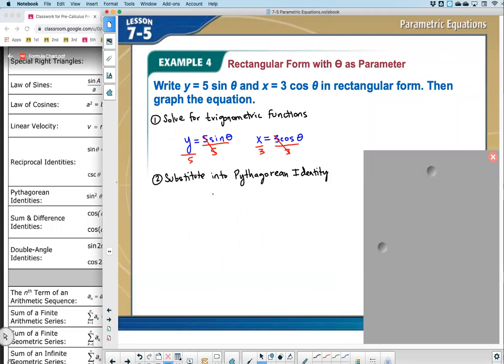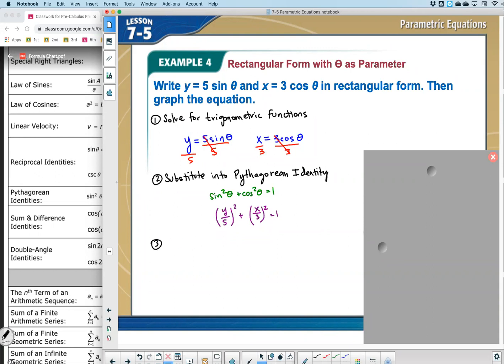That's sine squared theta plus cosine squared theta equals 1. And I'm going to substitute into this. We have learned that sine theta is equal to y divided by 5. If sine is y divided by 5, sine squared is y divided by 5 quantity squared. Cosine is equal to x divided by 3. So cosine squared will be x divided by 3 squared. So I just substituted what we learned from step 1.